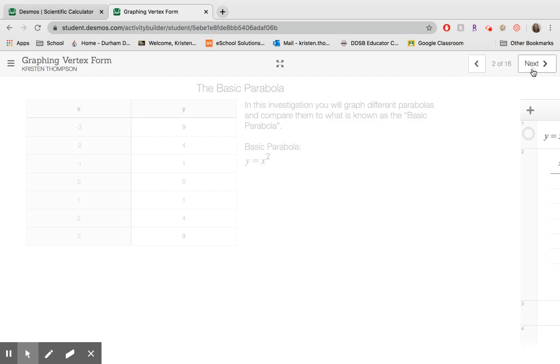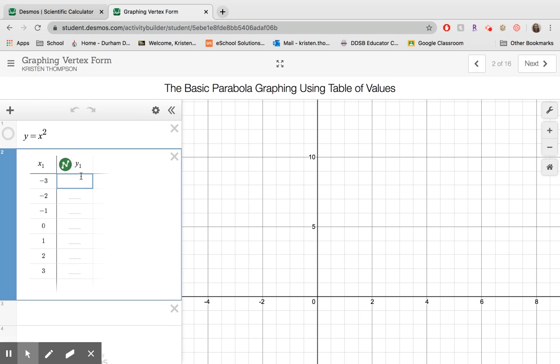So let's graph that. Let's put those numbers back into here. So I've got 9, 4, 1, 0, 1, 4, 9. And that is my basic parabola right there. Okay, so I want to look at the vertex. The vertex is always the lowest point of your parabola, and that is always the center of your parabola too. So right now it falls on 0, 0.